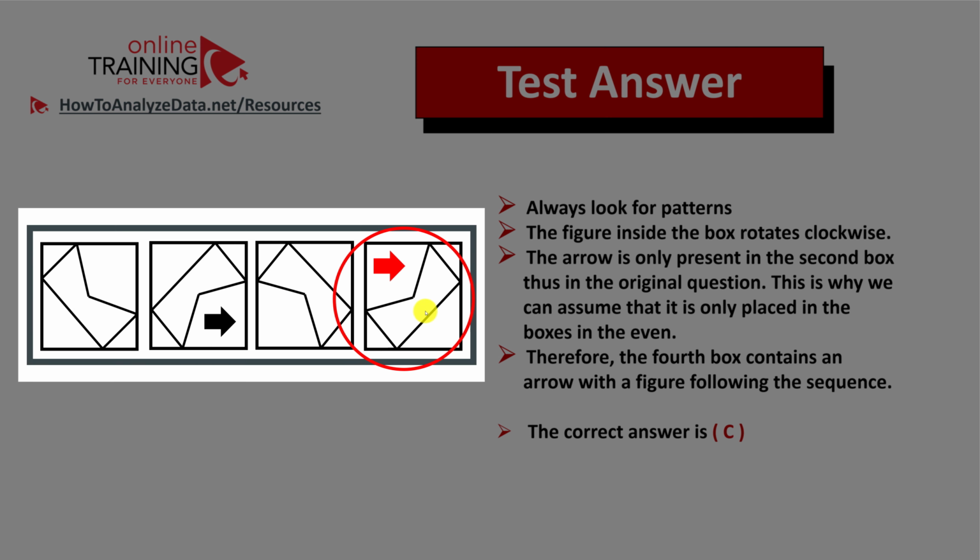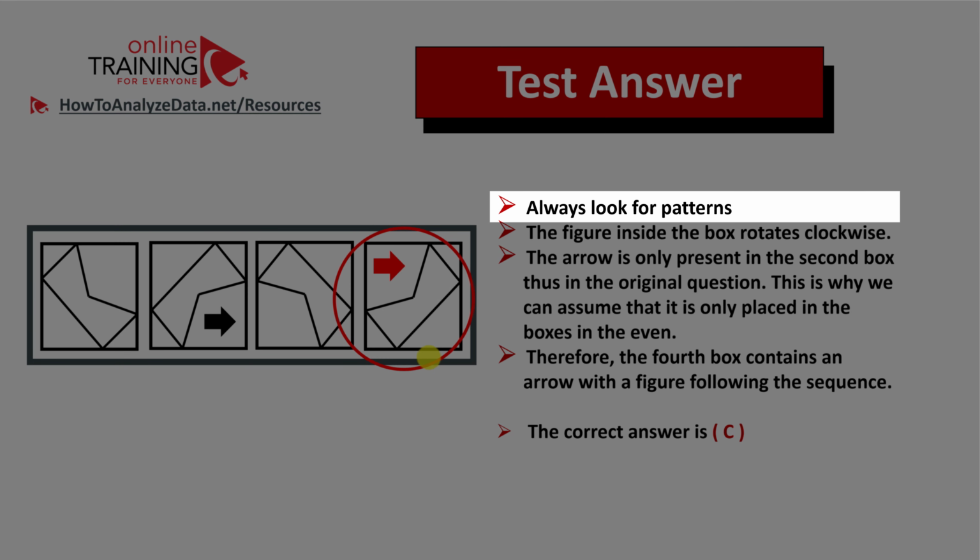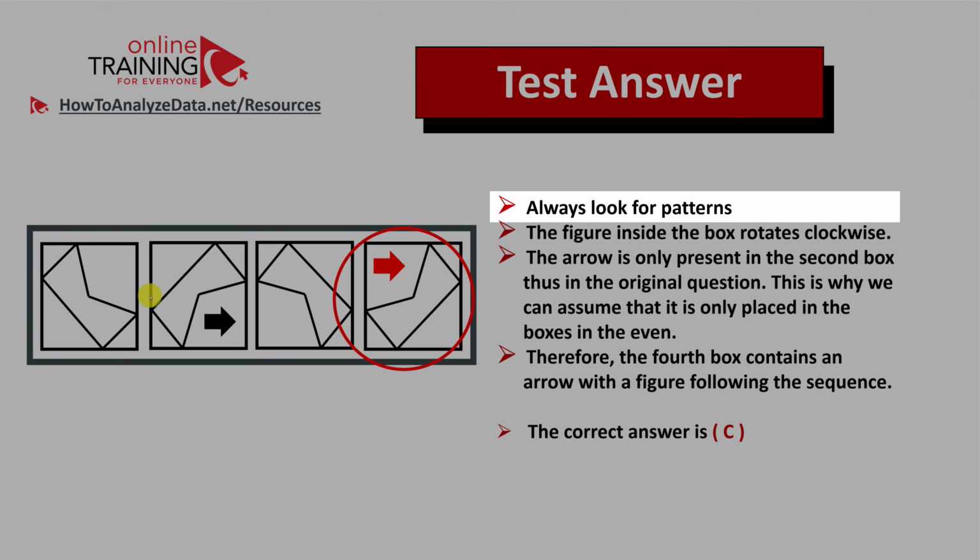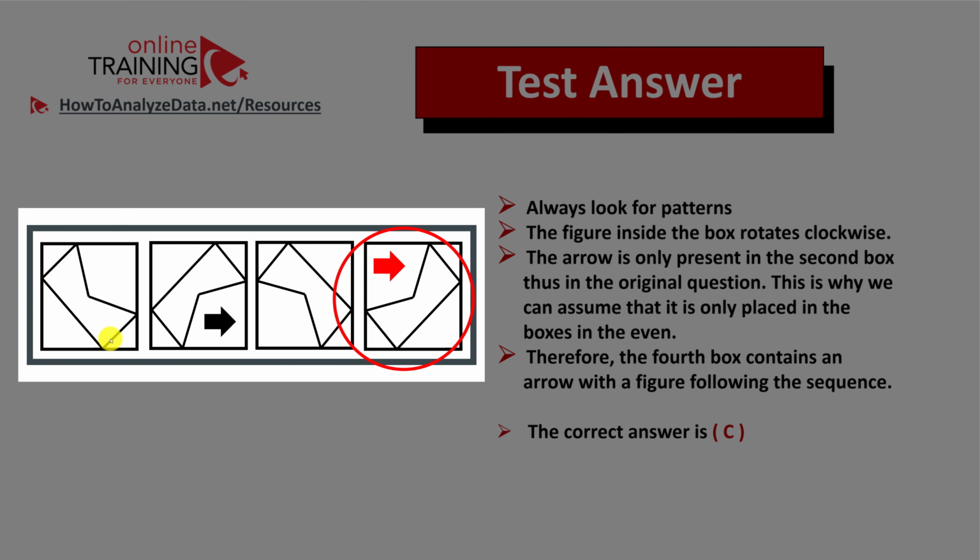And here's the answer. The fourth box in the sequence is now populated. But let's go through the logic and rationale so you would know how to answer similar questions in a test. Number one tip, and always a tip, is always look for patterns. What you see is that the figure inside rotates clockwise. If you look at the corner of the shape, you will see that the corner was on the left side of the square. Now the same corner touches the top line of the square. And then in the third box, it touches the right line of the square. Which means that you can logically assume that in the fourth box, it will be touching the bottom line.